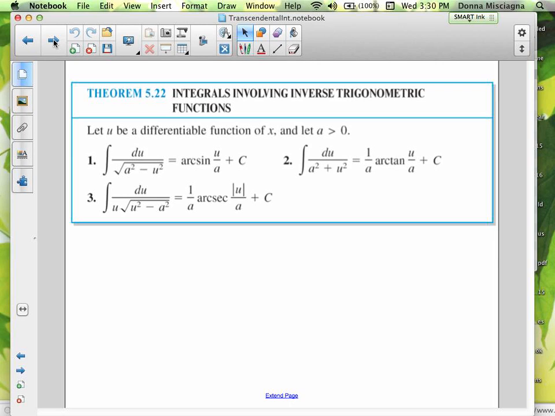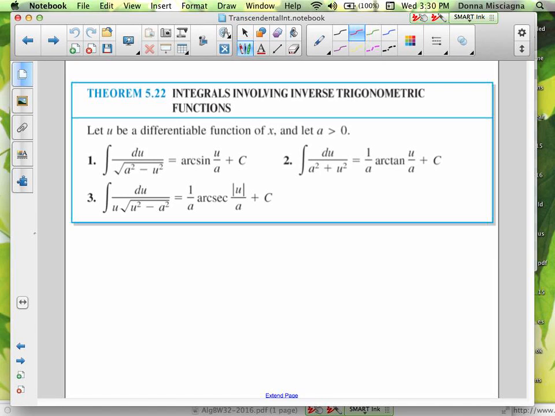The square root of this one, you can't even see me, I'm pointing. Sorry, people on the tape can't see me. People here can see me. So the square root of this one over this one. Okay? So these are specifically formulas.